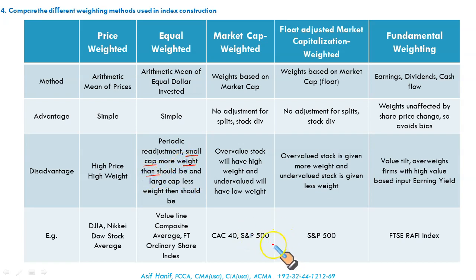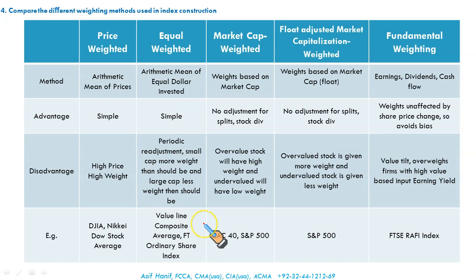Let's say we have to invest $1,000 in each stock, for example. Since the amount is the same, the small cap, which should have less value, will be overvalued or overweighted because of the equal weightage. And the large cap stock, which should have more weight, because of the equal dollar investment, will be underweighted. That is the drawback of the equal weighted method.